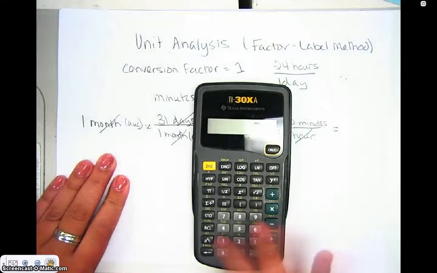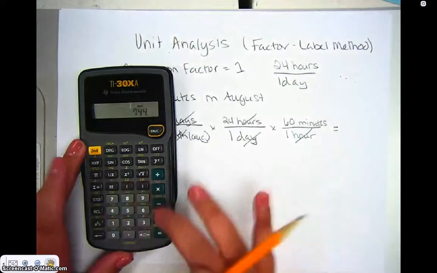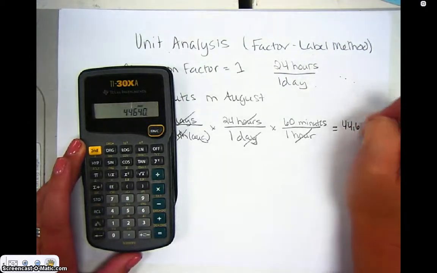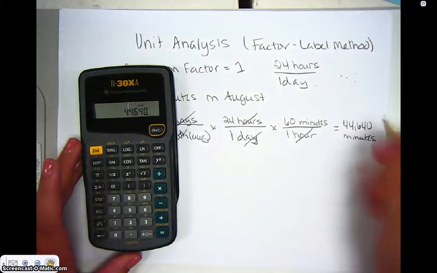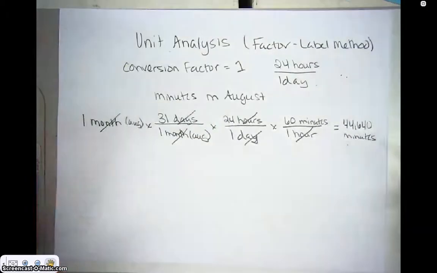So 1 times 31 times 24 times 60 gives me 44,640 minutes in August. So that's how we set up a unit analysis problem. Let me come up with one more example just to show you.